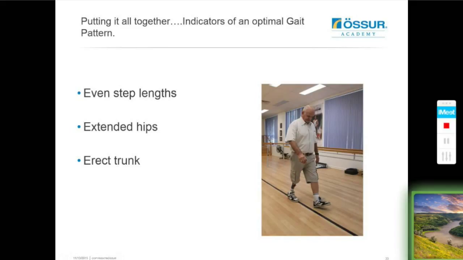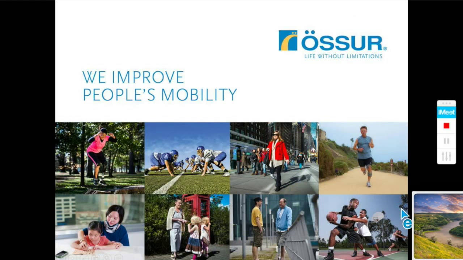So if we're putting all this together, what are we looking at for the indicators of an optimal gait pattern once we've addressed flexion above the prosthesis? We're looking for even step lengths. Even step lengths and matching step lengths with the intact leg will indicate you're getting good extension over the prosthesis. We're looking for extended hips and an erect trunk.